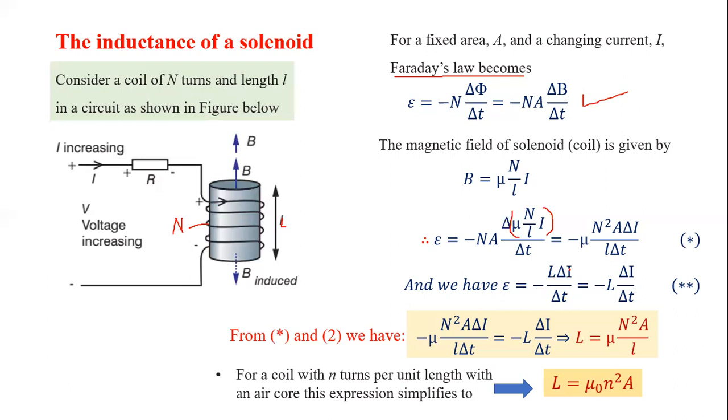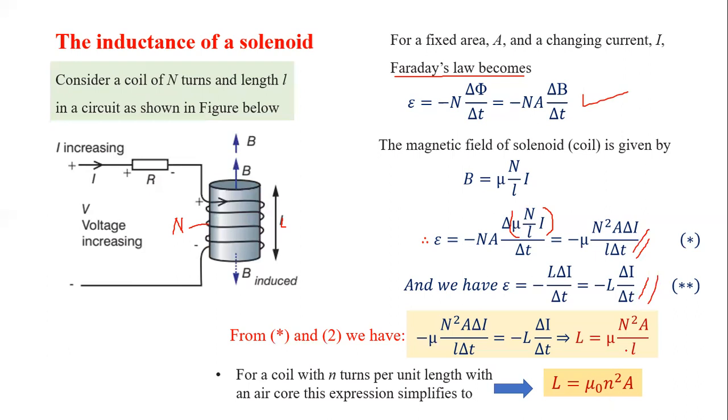And we have L delta I over delta T, which is again also from Faraday's law. We use this formula, and equating the two equations, setting this and this equal, finally we get L is equal to mu times N square A over L.